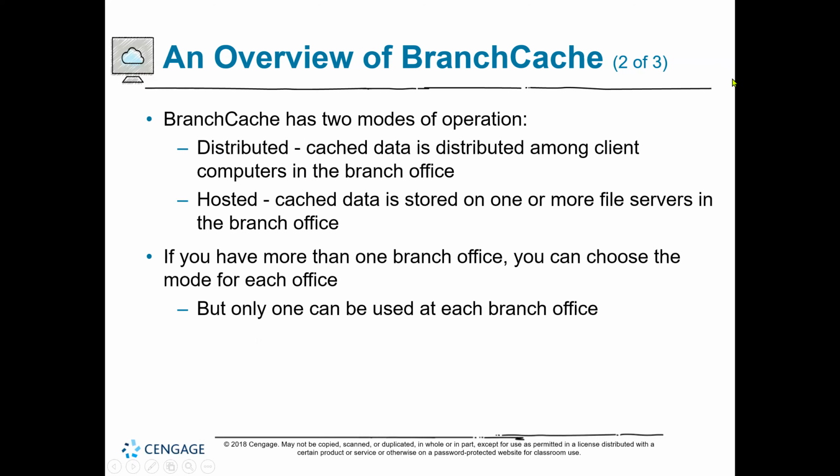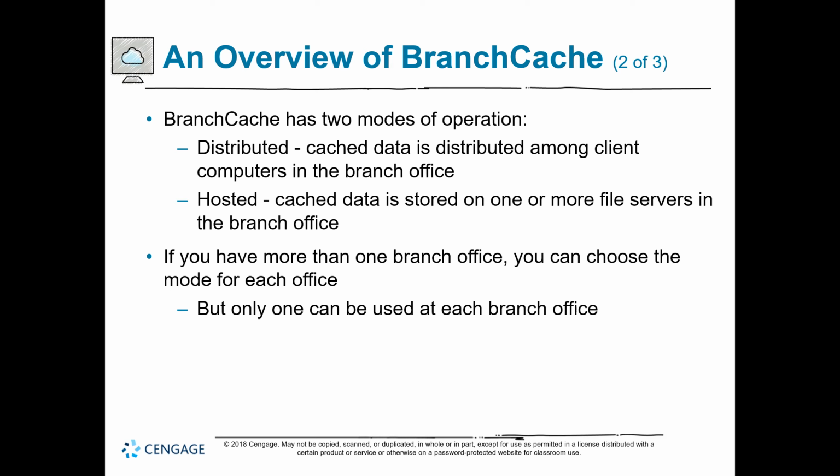It has two modes of operation: distributed, where cache data is distributed among client computers in the branch office, or hosted, where cache data is stored on one or more file servers in the branch office. Usually when I see this, they do hosted, unless you have a significantly super small branch office with just a tiny amount of people, then sometimes you'll see distributed.